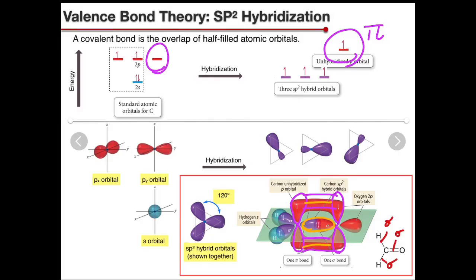So that means in this case, I can conclude that this one double bond here contains both a sigma bond and also a pi bond. Okay, so it comes from that.